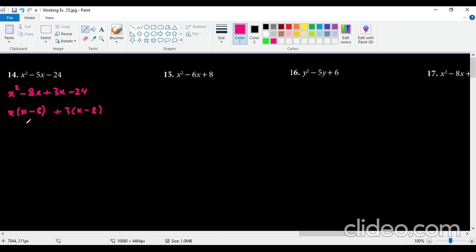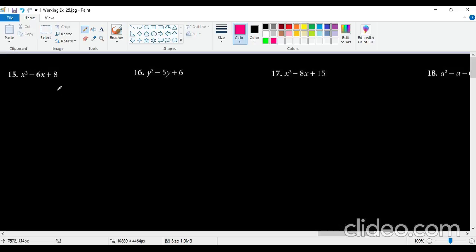So x plus 3 and x minus 8 is going to be the answer. Moving on to question number 15. I know very well for question number 15, 4 times 2 is 8.